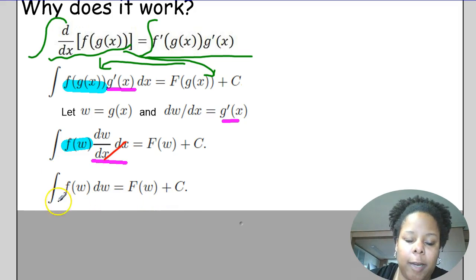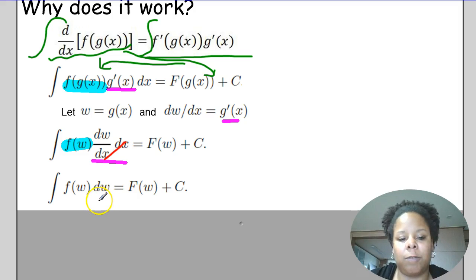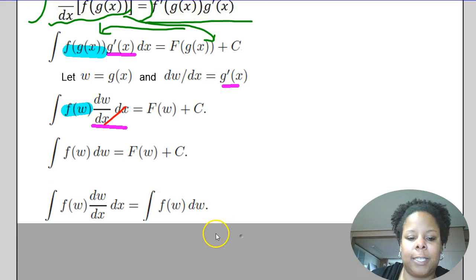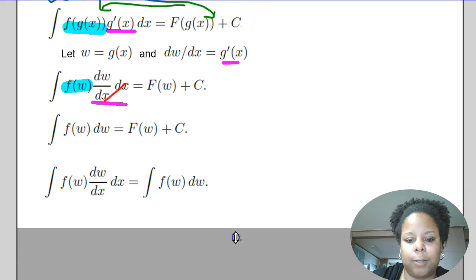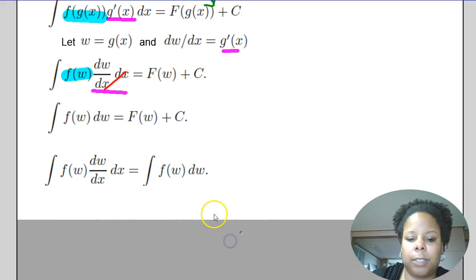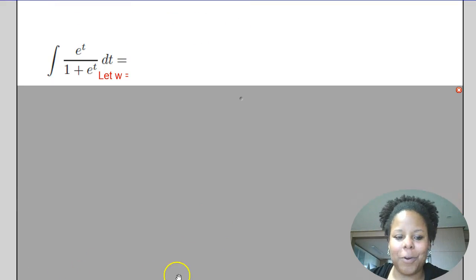We're letting our integral be something in terms of a function with respect to w times dw, and we will get our answer like this. And that, as you saw, is what we did there as well. Okay? So, oops, didn't want you to see that. Hold on. So some more examples.